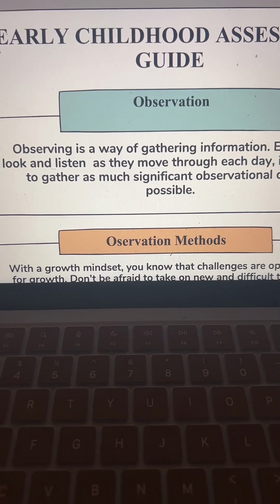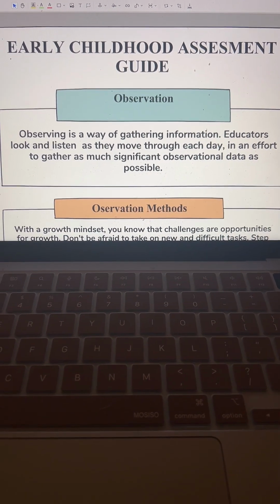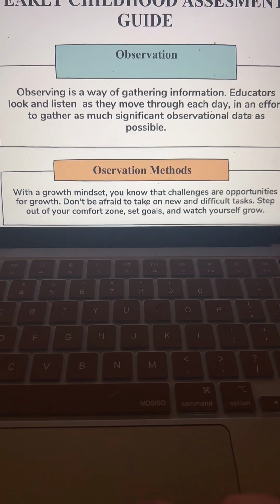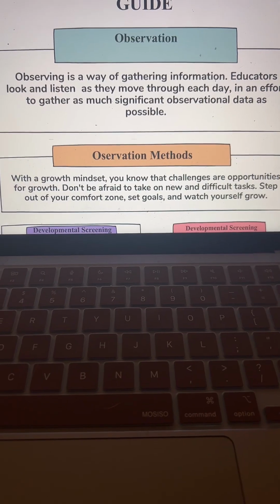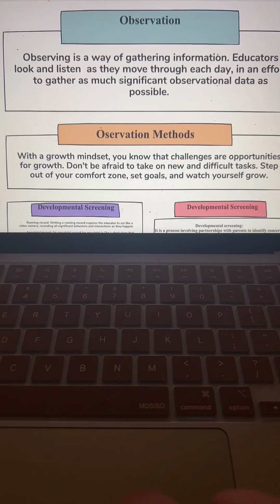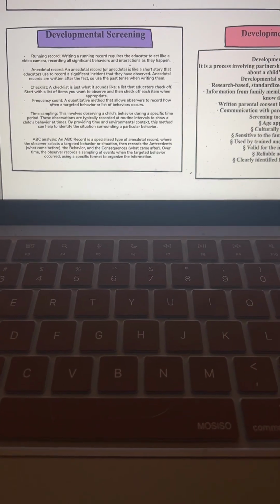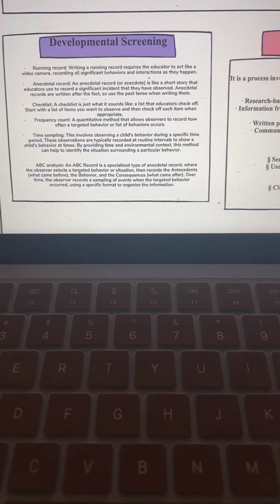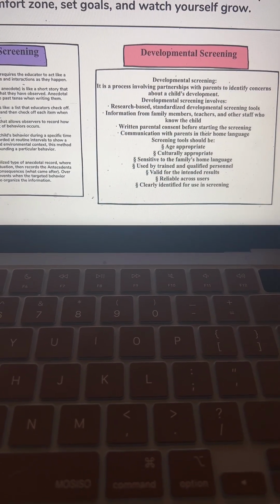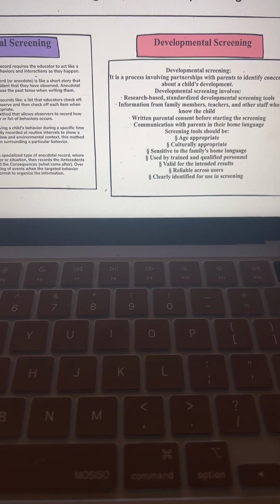So the first tool that I have created is the Early Childhood Assessment Guide. This is available on my website. You can download it. It talks about observation, what that is, what that means for our program, and different observation methods that we can use. And then it has all of the developmental screenings that we can use and what those are, and some more things about the process of developmental screening.